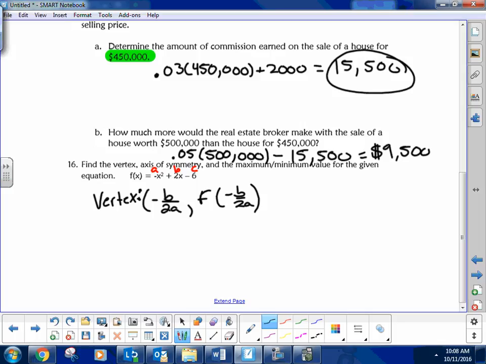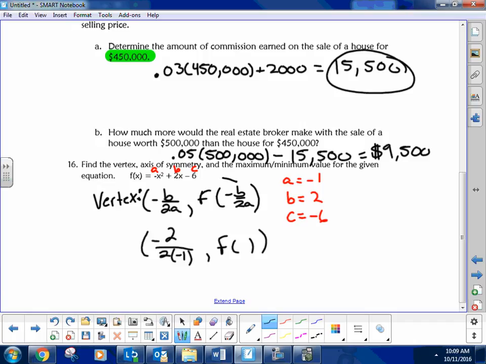Now let's go through the benefit of discovering what this is. A is -1. B is 2. C is -6. So we have negative b, which is 2, over 2 times -1. And I'm going to leave this blank because whatever we get for this is the same thing. If you notice, this and this are the same. Because of that, I'd rather not be filling it all the time.